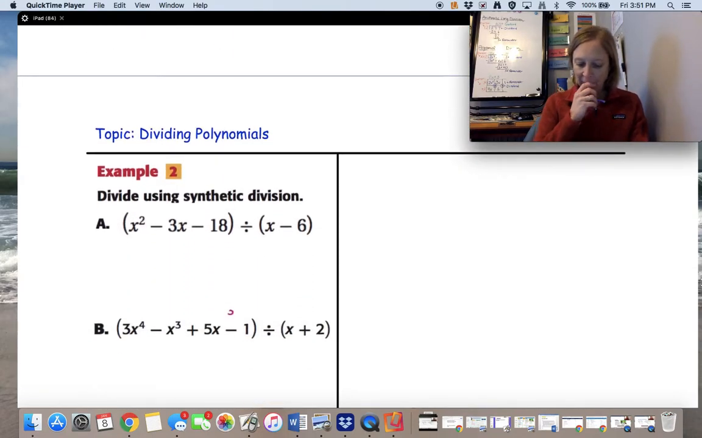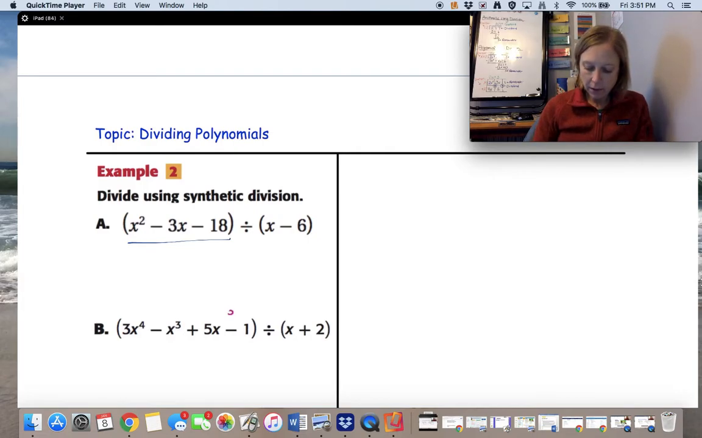Okay, first thing I'm going to look at is my dividend in standard form with no missing terms. Yes. All right, then I'm ready to just go ahead and set this up. I'm going to write the opposite of the constant term of my divisor in this bracket. So that's a positive 6. And now I'm going to write down my coefficients. And remember, when you don't see a number in the front, it's a 1 that's hiding. So 1, -3, -18.